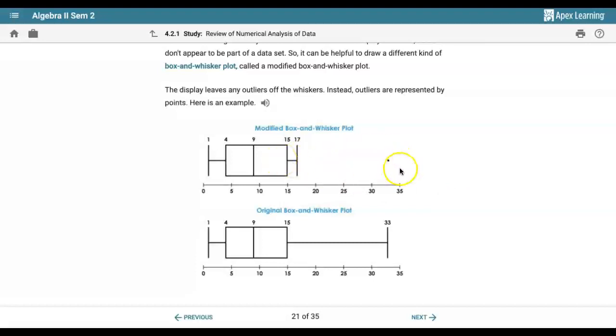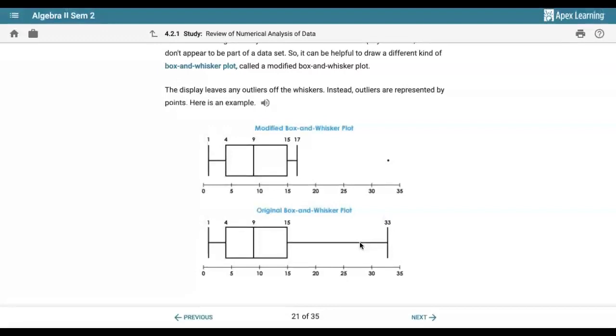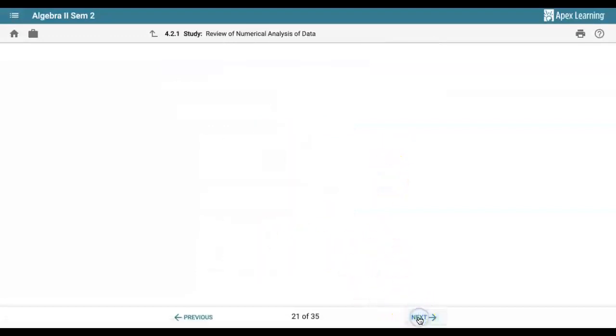This is a really good example of how one point drastically changed the shape or the look of our graph. It made that whisker huge. But we can do this calculation for our outliers, figure out that it should not be included, and just represent it as a point there.